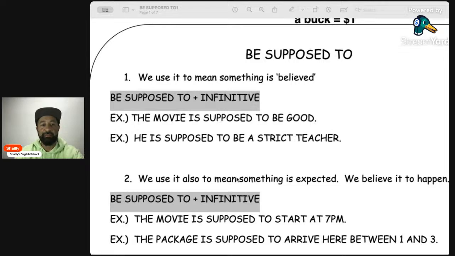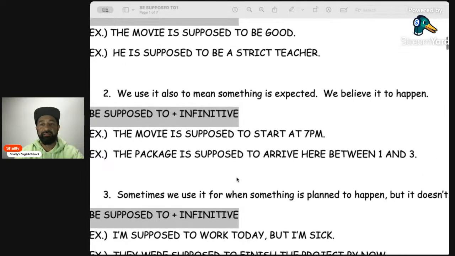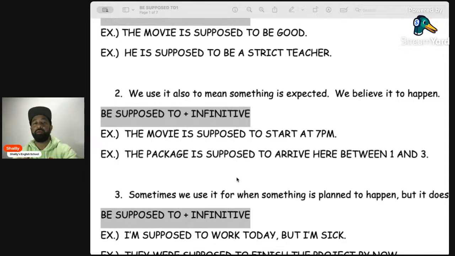Okay. Next, if we look at number 2, it says we also use it when something is expected. We believe it will happen. The example sentence here I have is the movie is supposed to start at 7 p.m. So I believe that this movie will begin at that time. Right? So if that is the situation, then I would say, the movie is supposed to start at 7 p.m.